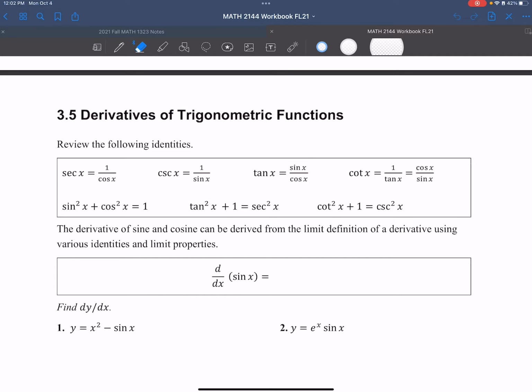Section 3.5. For this next test, we're going to learn about one more set of derivative rules. This lesson is not as conceptual, it's more rule-based. Of course, we want to understand where the rules come from.